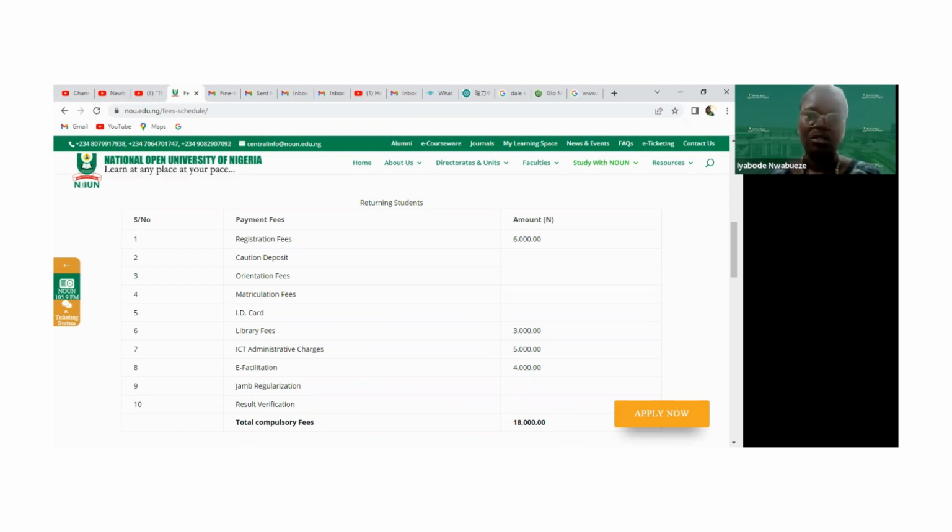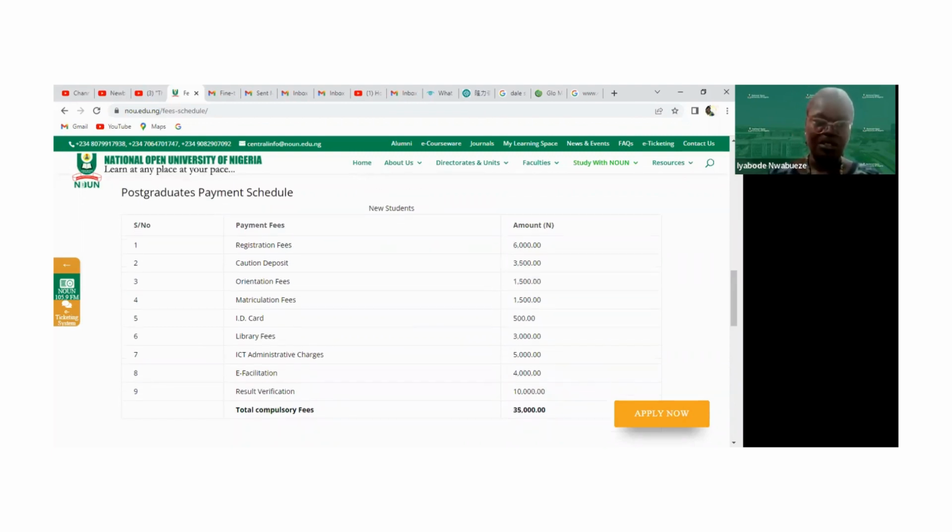I'm sure that many of you who are students are aware of this. So let's move on. This is for the undergraduates. Let's look at the postgraduate payment schedule. As a new student, what are you going to pay? The registration fee for postgraduate is also 6,000 naira.